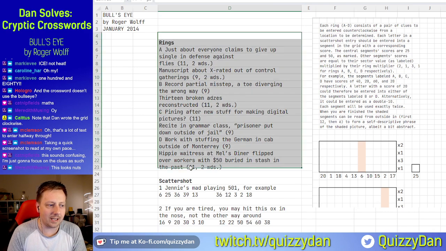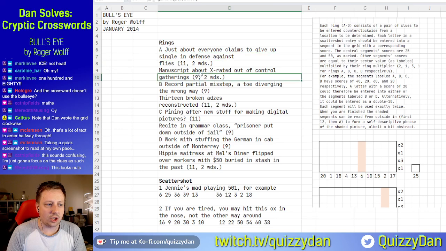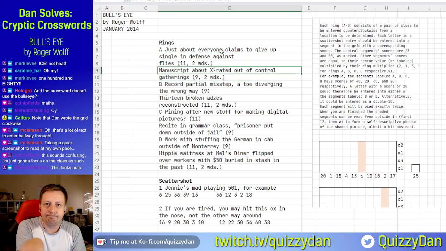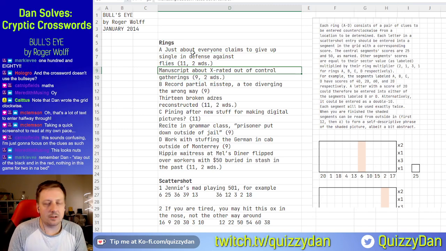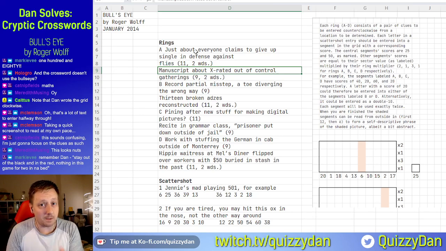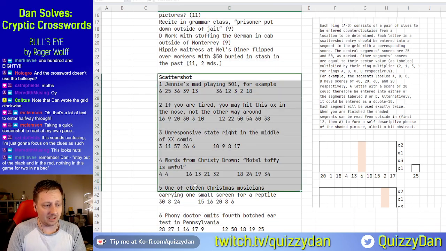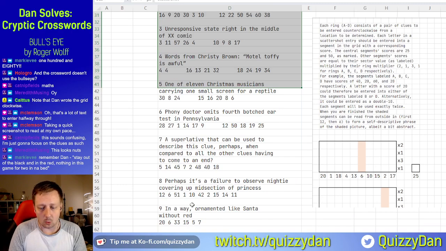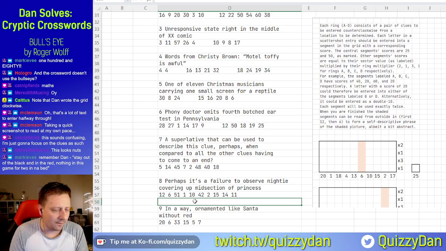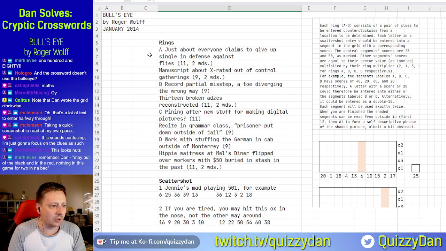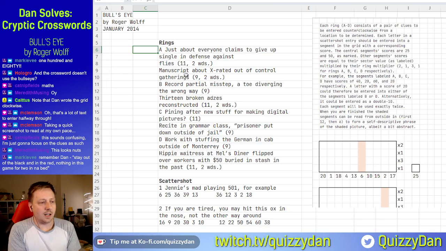So we have ring clues, which total 20 letters in total. Those are going to be entered counterclockwise from a point to be determined, and then these scattershot ones will use every segment twice. Let's take a look at the rings. Allow me to first go at the clues. If you get them, shout GA, and I guess GA1 and GA2, and so on and so forth.